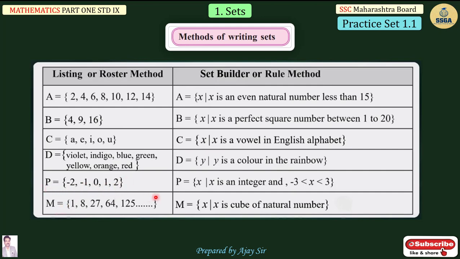Similarly, another example: M is a set such that X is a cube of a natural number. Natural numbers start from 1, 2, 3, 4, 5. So the cubes: 1 cube is 1, 2 cube is 8, 3 cube is 27, 4 cube is 64, 5 cube is 125. So this is the listing method, and so on. This is set M. These are the examples of the listing method and rule method.